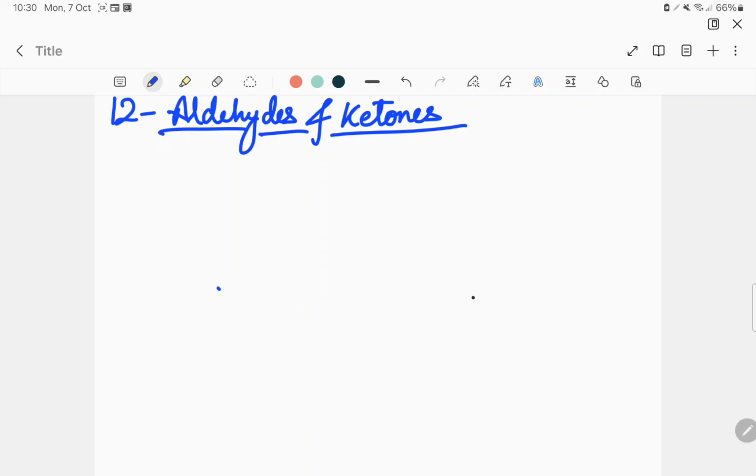Aldehydes and ketones. Unit 12 is aldehydes, ketones, and carboxylic acids. It is mainly divided into two different sections. In one we are going to do aldehydes and ketones, and the other is going to be carboxylic acids. So part A and part B.